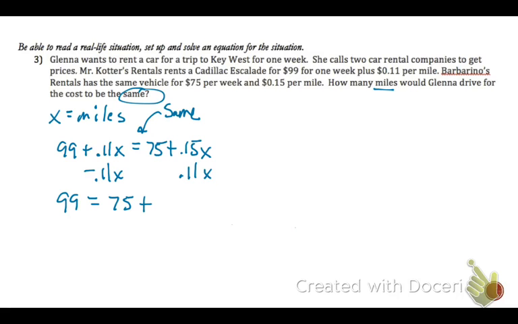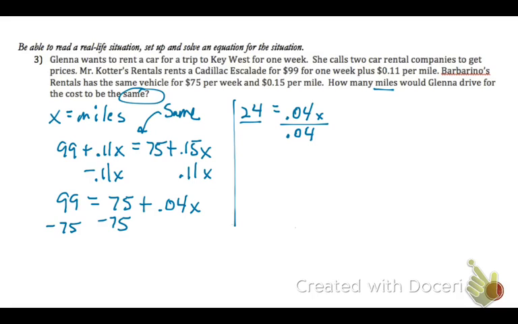So we'll subtract our 0.11x from each side, and then subtract our 75. So we'll get, not 22, 24 equals 0.04x. Then we divide both sides by 0.04. So the number of miles she needs to go for that cost to be the same is 600 miles.